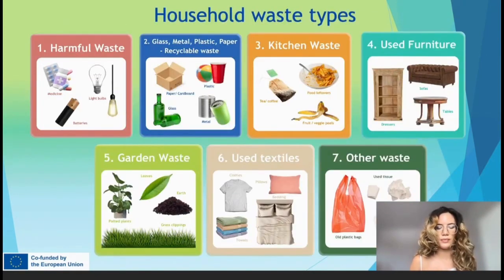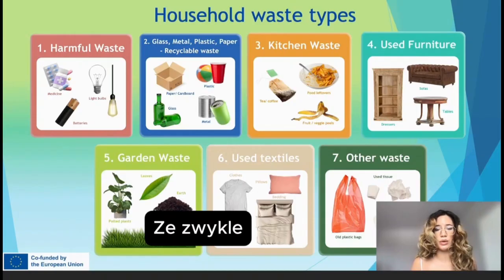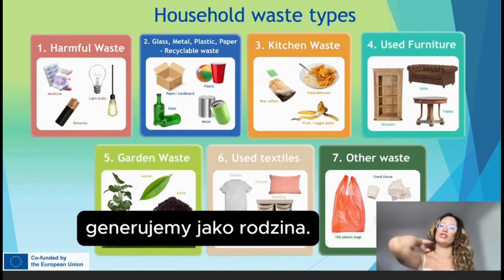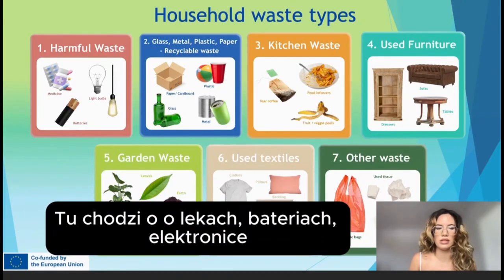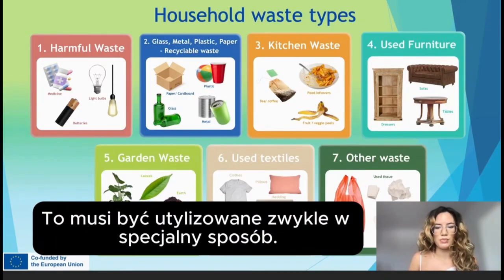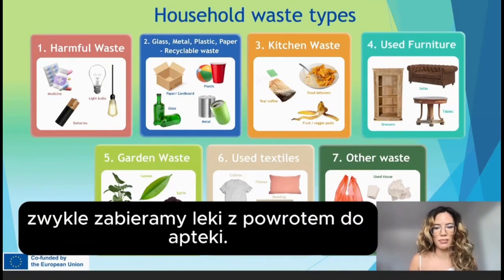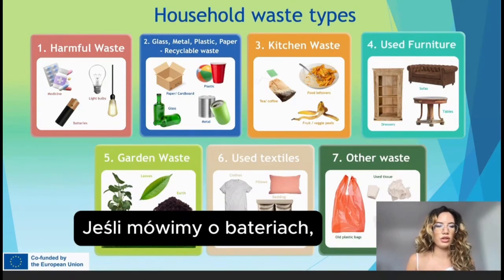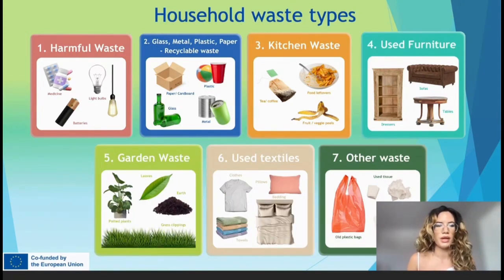Of course, to make it even more comprehensive in categorizing, we have different types of household waste that we would usually generate as a family. Of course, we have the harmful waste. This is about medicine and about batteries, electronics, stuff like that. This has to be disposed usually in a special way. So if we talk about medicine, you usually take it back to a pharmacy. If we are talking about batteries, you can usually collect them in supermarkets.